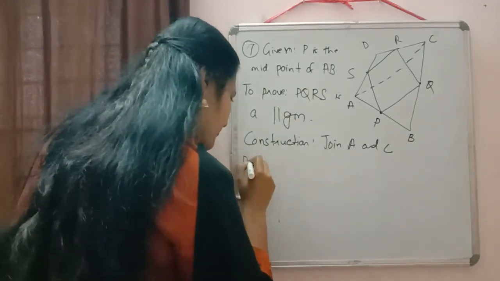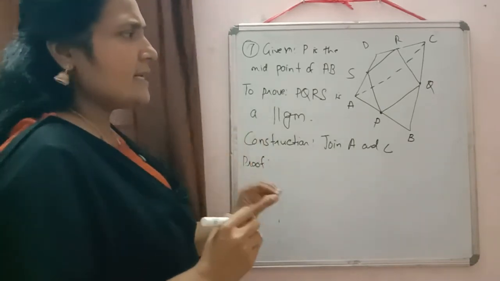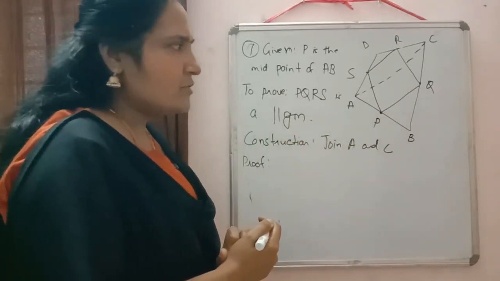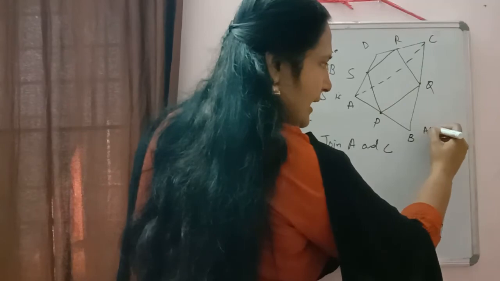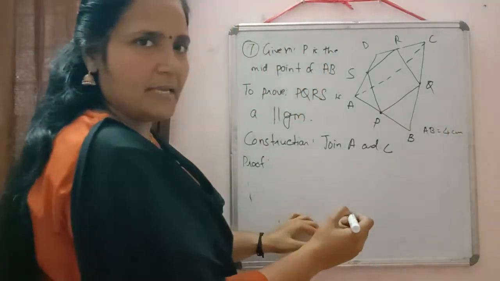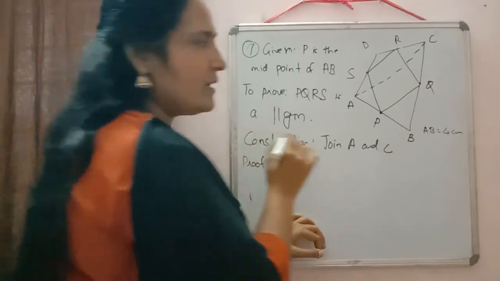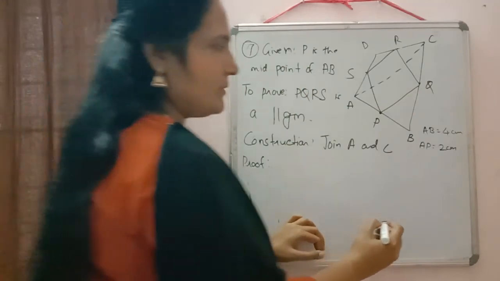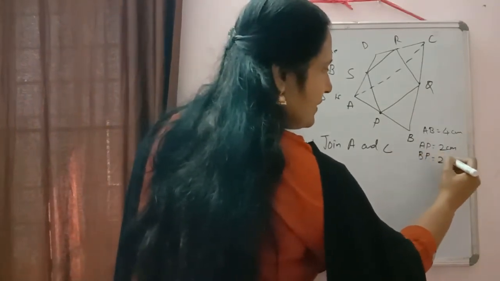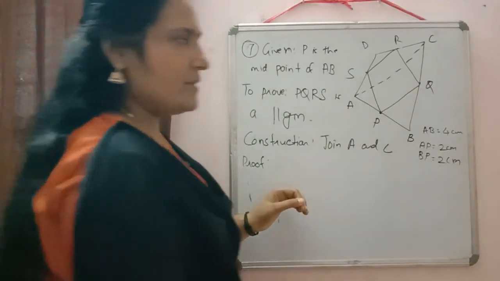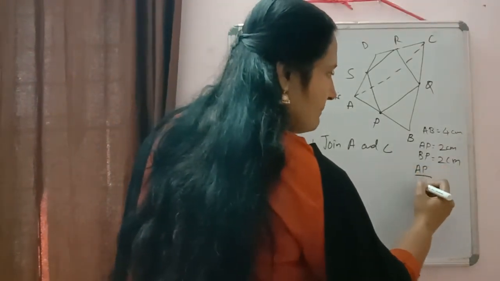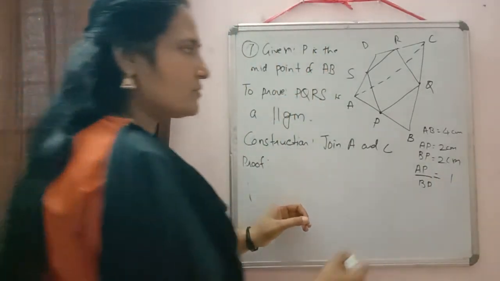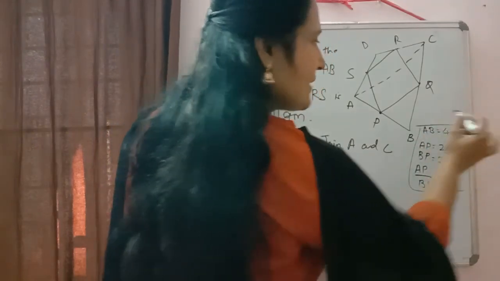Now we will write down the proof there. What is the condition given? P is the midpoint of AB. Correct? So suppose, just as an example, if AB is equal to 4 centimeter and P is the midpoint, then what will be AP? Obviously AP will be equal to 2 centimeter. And what will be BP? BP also will be equal to 2 centimeter. So what will be their ratio? AP by BP, what will come? 2 by 2 will be equal to 1. So this one, to understand the concept, you can write somewhere.